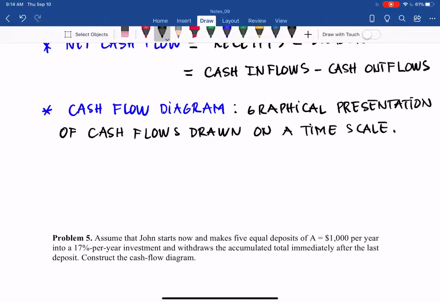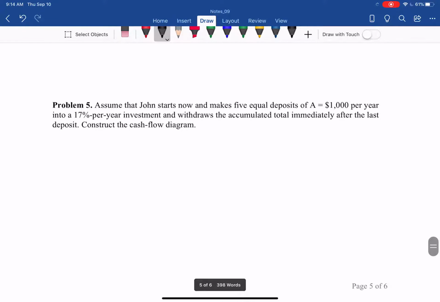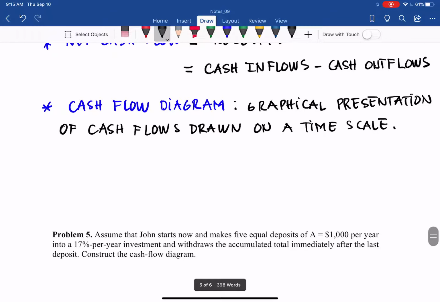We don't calculate anything, just draw the cash flow diagram for problems 5 and 6. Problem 5 goes simple. Assume John starts now and makes 5 equal deposits of A = 1,000 per year into a 15% per year investment and withdraws the accumulated total immediately after the last deposit. Construct the cash flow diagram. So we only need to draw the cash flow diagram, a graphical presentation of cash flow drawn on a time scale.